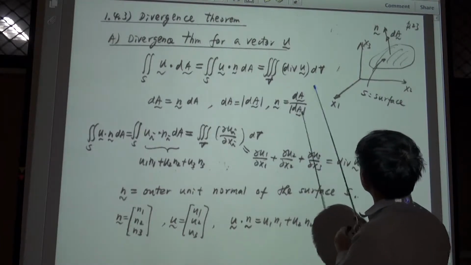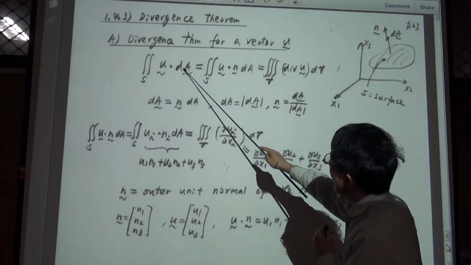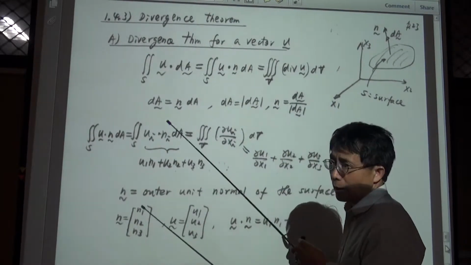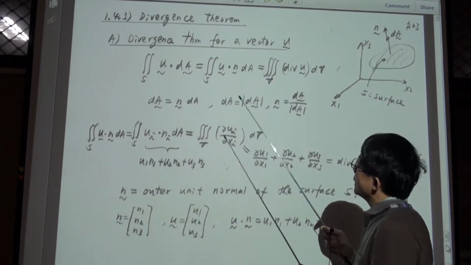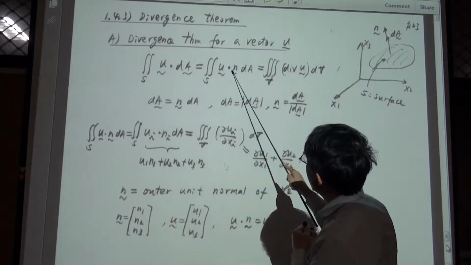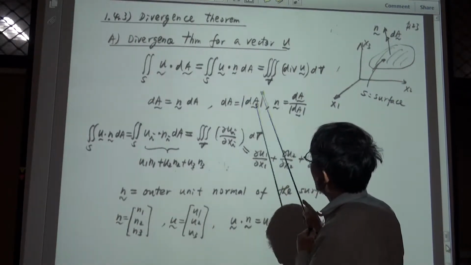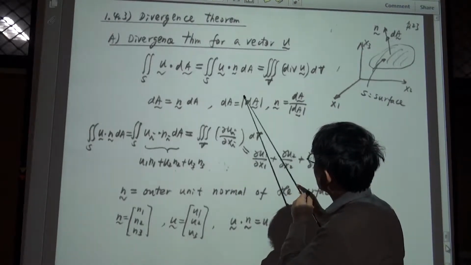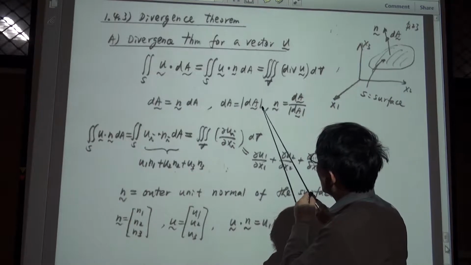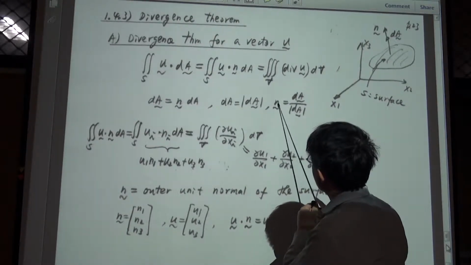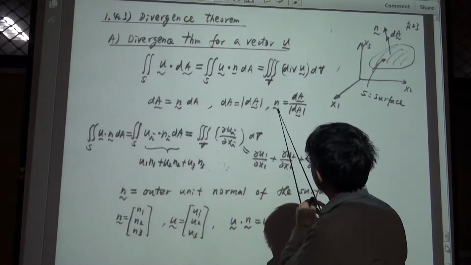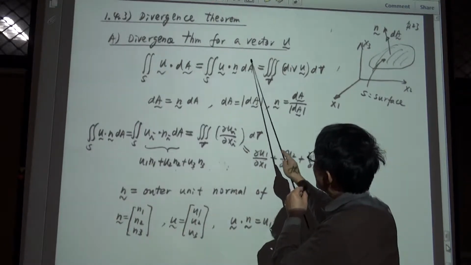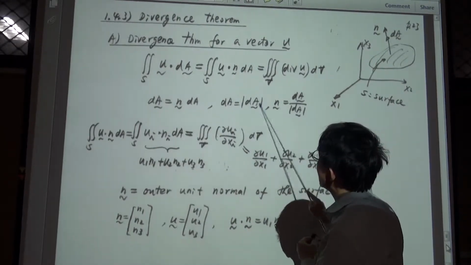Okay, and then we want to use this vector here. We put this vector here and then take the inner product with a vector, and then this vector can be replaced by this one. Okay, because dA vector equals n vector times dA. This dA is just the absolute value, the norm of this vector, and then the little n is the unit outer normal equal to this divided by this. Okay, so this one can be replaced by this one, and this one is just this.